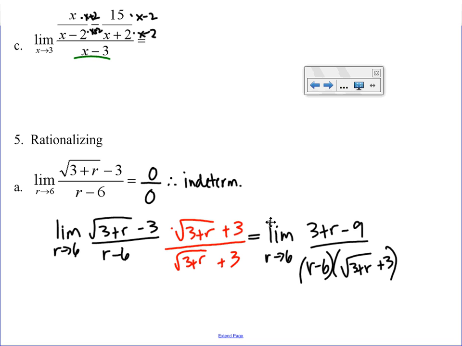So I'll show you in the numerator, you simplify it, you're going to get r minus 6. Those divide out and leave you with 1 on the top. Now we go back to direct substitution, put in 6, you're going to get 1/6 as your answer.